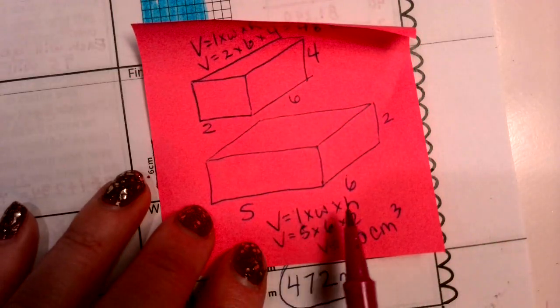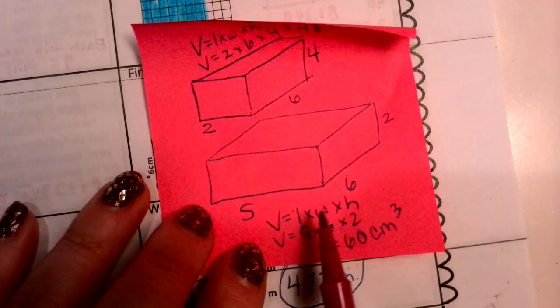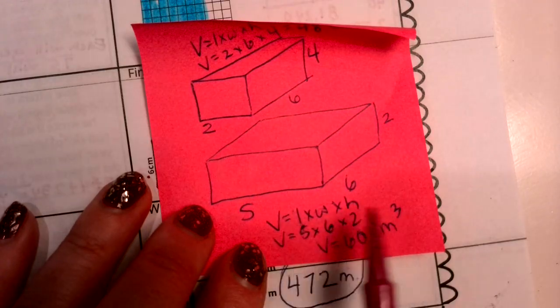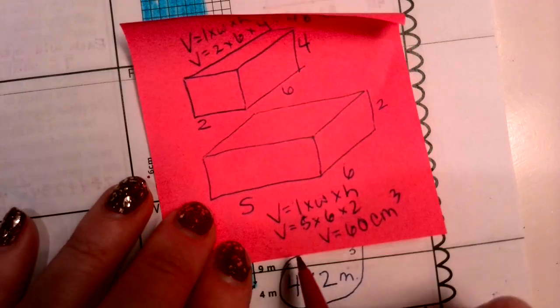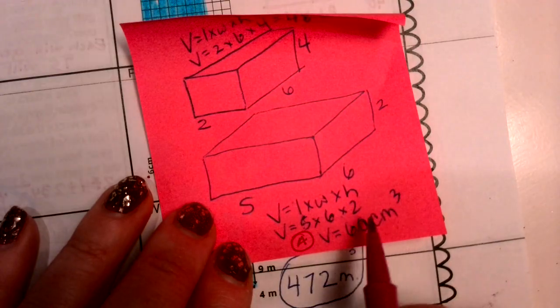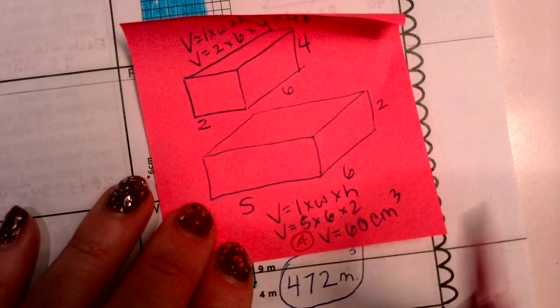I have written out my formula. Volume equals length times width times height. Volume equals 5 times 6 times 2. When I carry that out for prism A, I get a volume of 60 centimeters cubed. Very important to claim that we're measuring this in cubes, right?